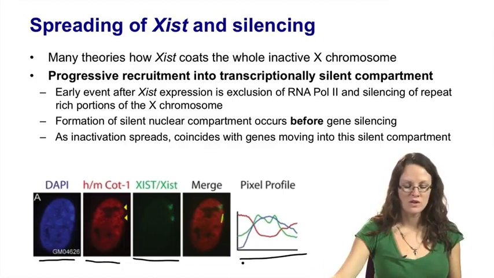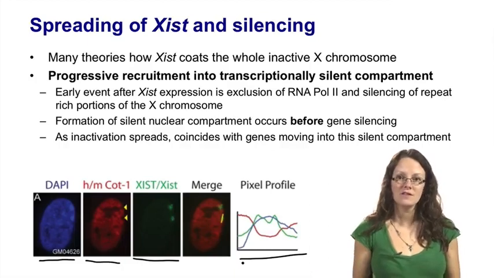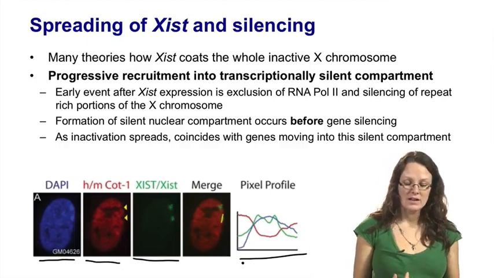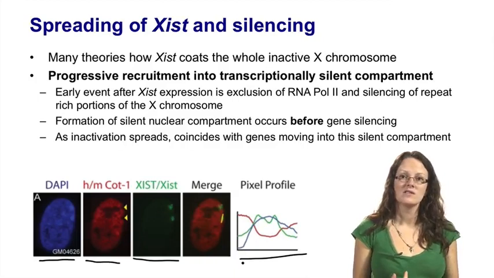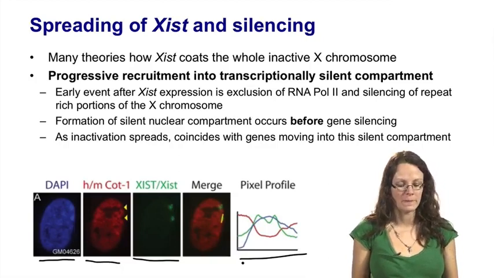This is because we know that one of the earliest events after Xist expression is exclusion of RNA polymerase II from this region in which the X chromosome is found, and silencing of the repeats. And so we find that the repeats that would sometimes be expressed, the ones that are found in this region, are not. So the ones on the X chromosome are not being expressed at this time. And it's a very early event in X inactivation.